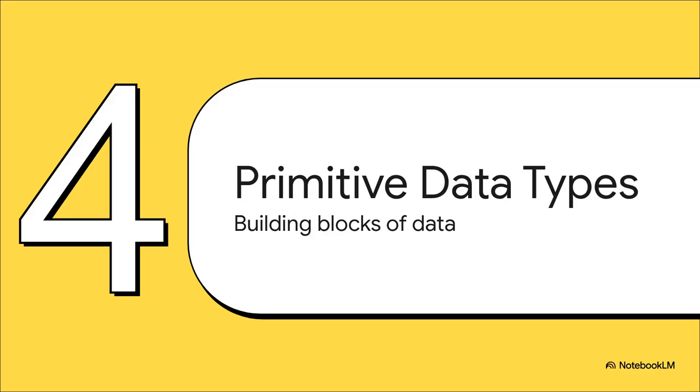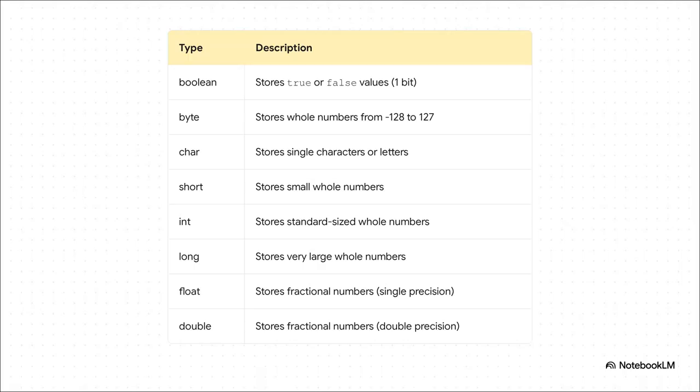Moving on. To do anything interesting, our programs need to store information. Numbers, text, true or false values. In Java, the most basic units for storing this data are called primitive data types. And here they are. This table right here is pure gold for studying. You have got to know these 8 primitive types.